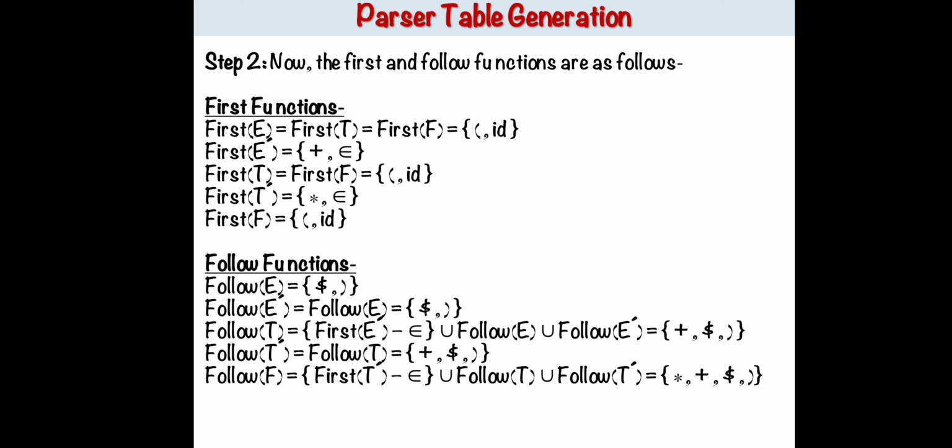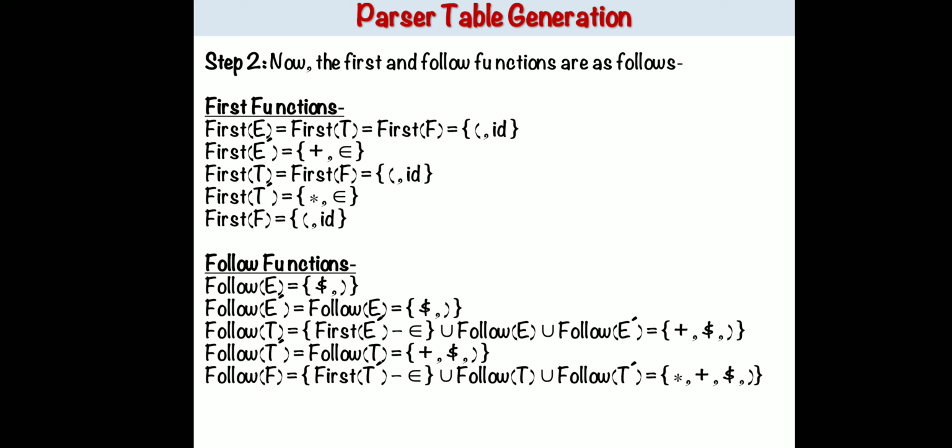With the follow function, in the follow of E, as we can see, we have taken dollar. As E is the starting symbol, we have written dollar. And after that, we have given the closing parenthesis, because in the production F arrow, open bracket E, close bracket, then ID is there. So the closing bracket is considered as a terminal. So E is followed by the closing bracket, and as it is the starting symbol we have taken dollar.